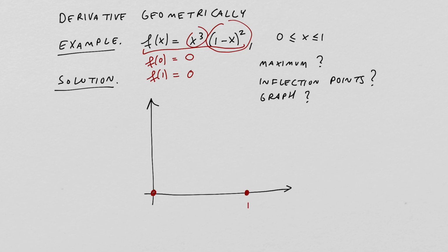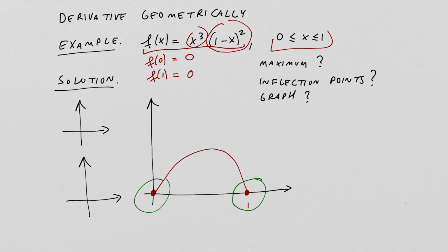And if x is between 0 and 1, then both of these terms are positive, so the function will be some positive function. Maybe the function could look like this. Well, actually, if we look at these points here, the graph of the function cannot look exactly like this.